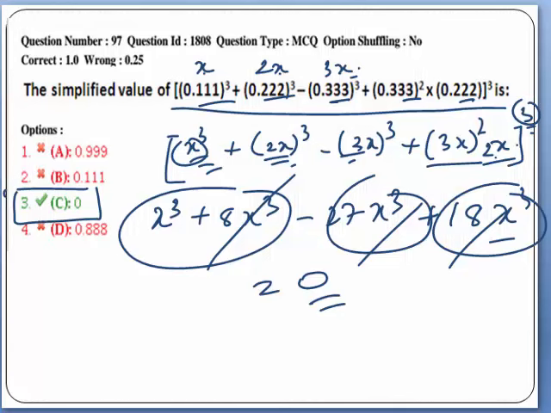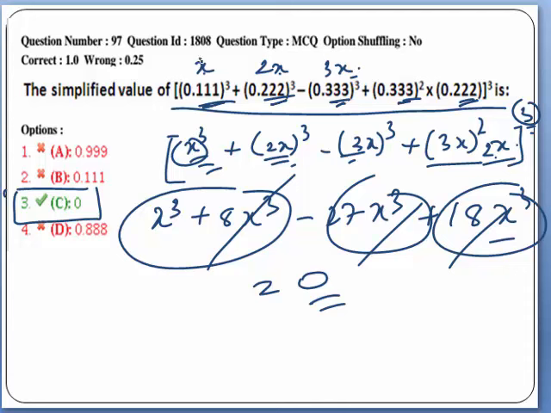So now let's have a look at this particular problem, which is a simple summation kind of a problem. If you try to calculate this as per the numbers given in the problem, it will become a time-consuming and challenging problem for you.